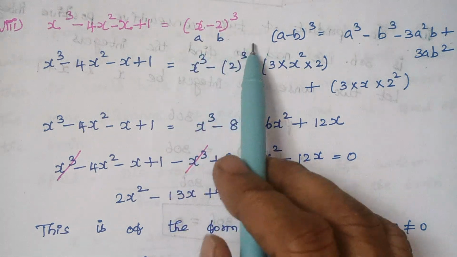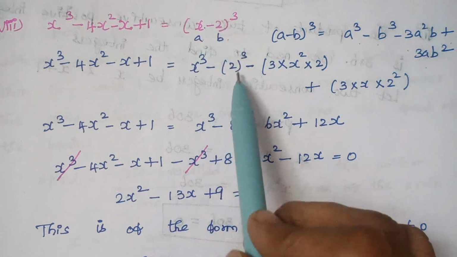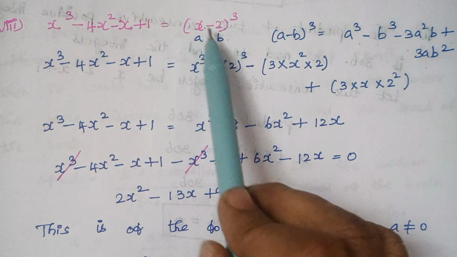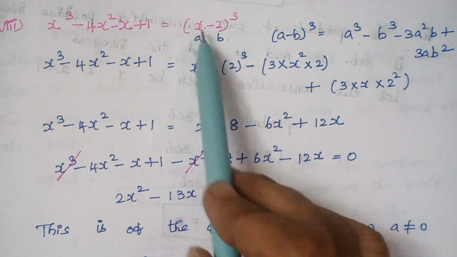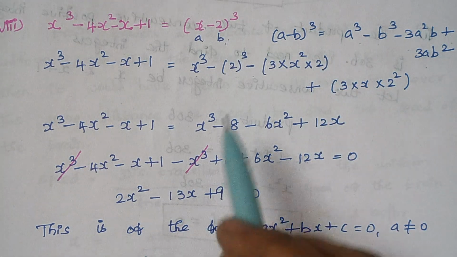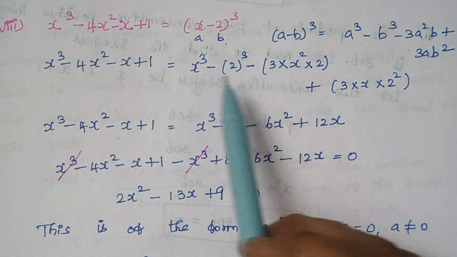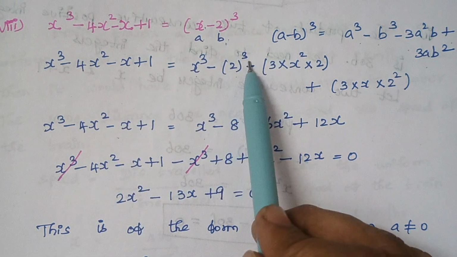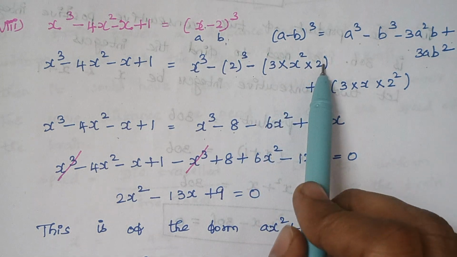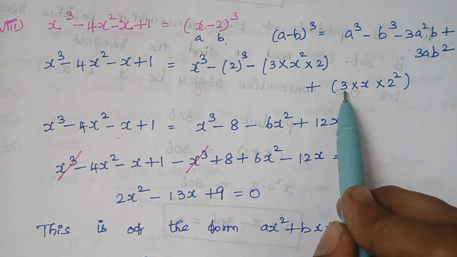So when you expand here, it becomes x cube minus the b cube, which is 2 cube, minus 3a square b. Therefore 3x square into 2, plus 3x into 2 square. Again when you simplify, you are writing the left hand side term as such. So here x cube and 2 cube gives you 8. Therefore minus 8, minus 3 into 2 is 6. Therefore minus 6x square, and 2 square is 4 and 4 3s are 12.